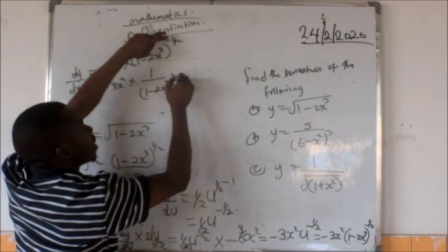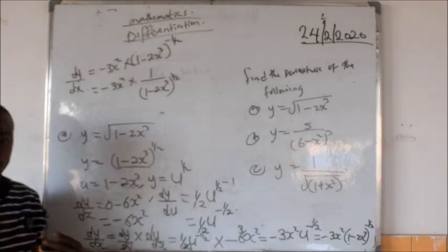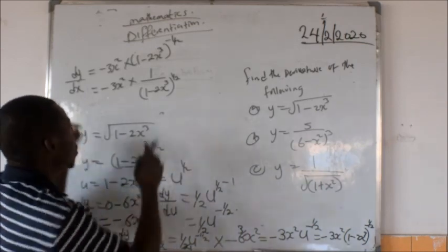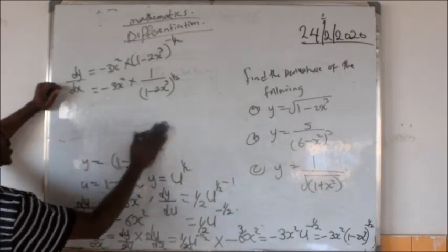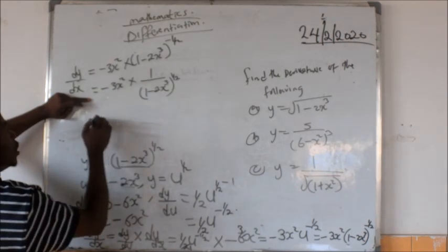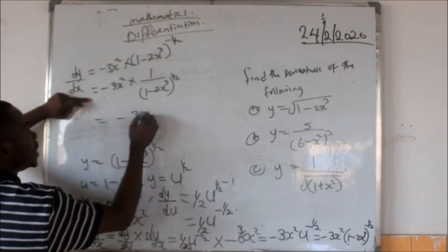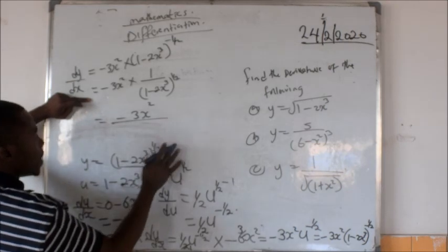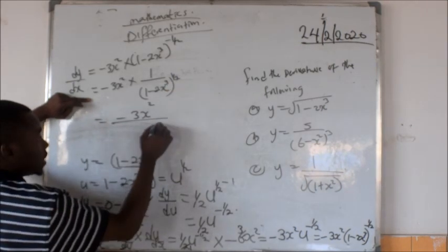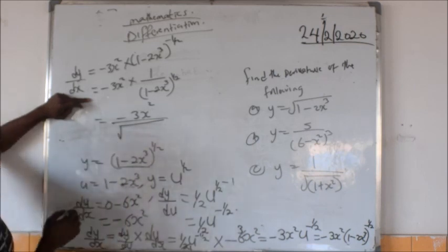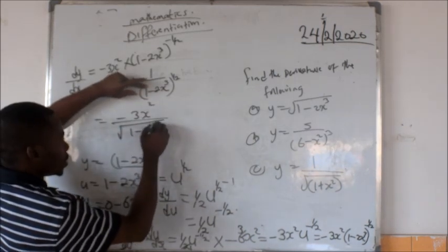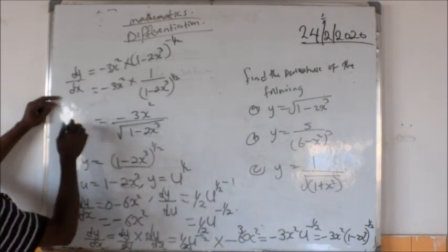Raised to power what? Half. Are we together? Are you getting it? Are you sure you are getting it? Okay? So at the end of the day, this one now, minus 3x squared times 1, it will give you what? Minus 3x squared divided by, you see this square root? This half is still the same thing as square root of 1 minus 2x raised to power 3. So this cannot be our final answer.